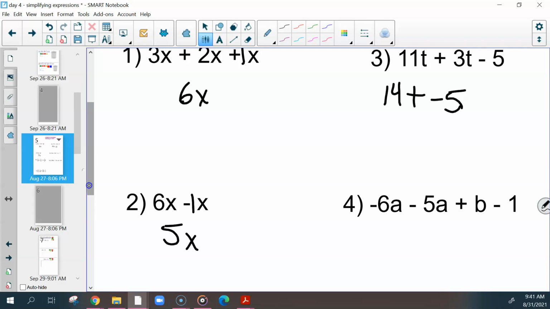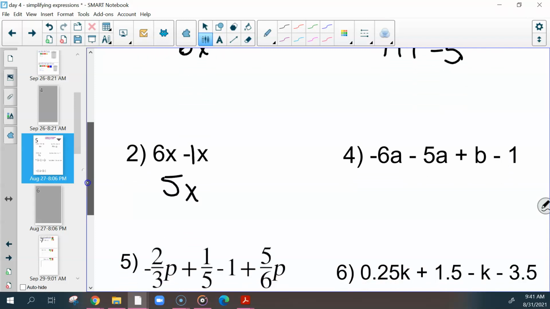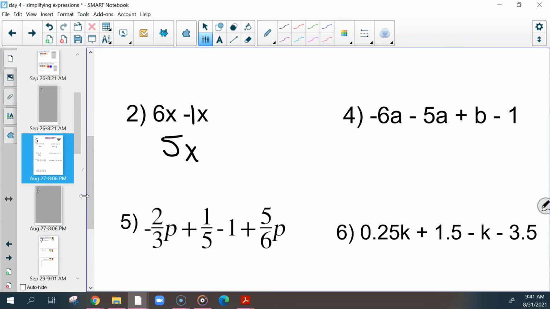I need you guys to stop building with those because they need to be separate. Put them back in the bags if you're not using them. Number 4, sure, go ahead. Oh, so for number 4, I got negative 11a plus b minus 1. So in number 4, there were a set of like terms that we could combine. But then there was this random b and this random 1 that we couldn't combine with anything. Normally when we have more than one variable, put them in alphabetical order. So a, then b, then constants.